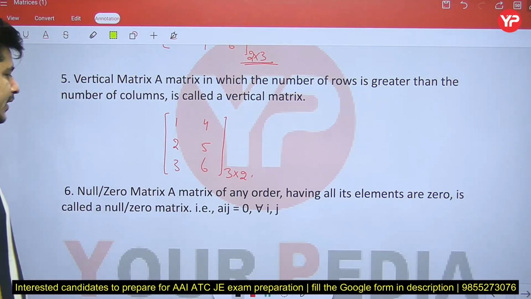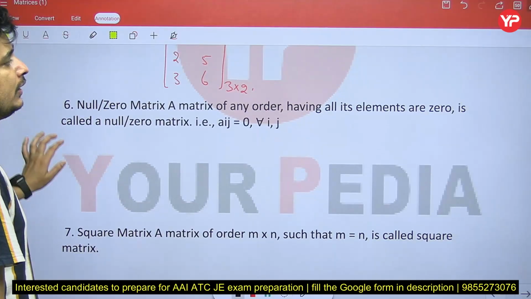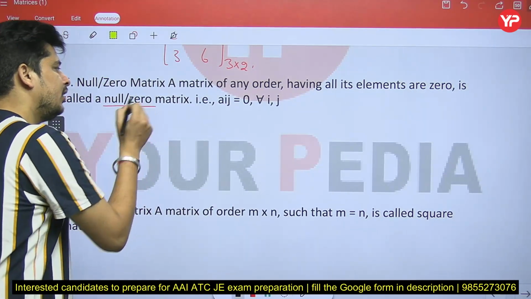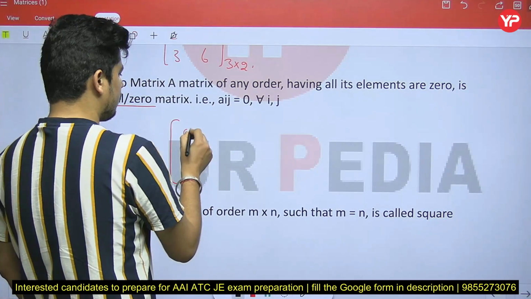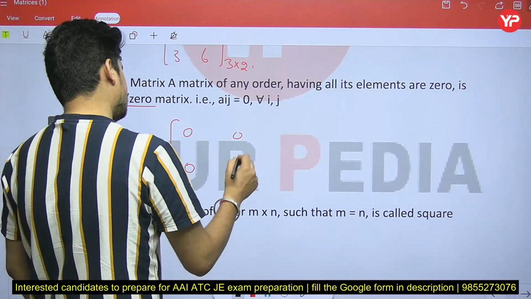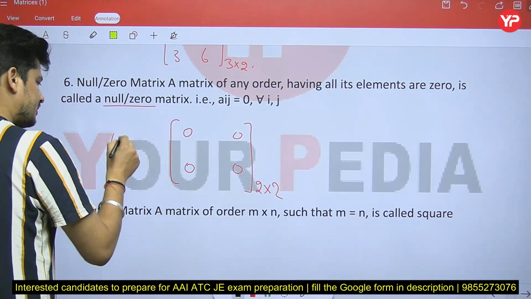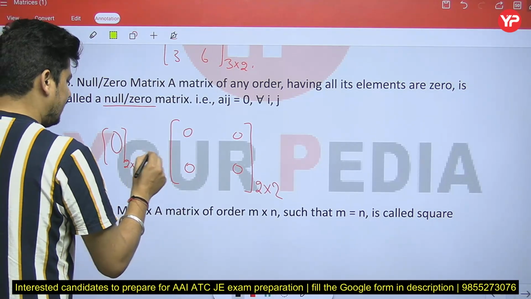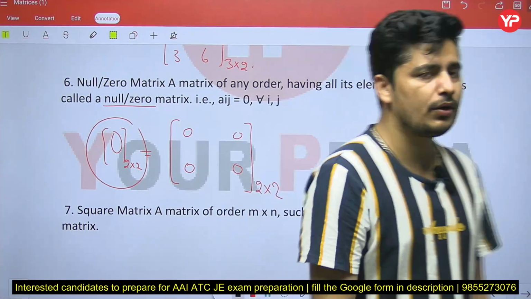Null or zero matrix. A matrix of any order having all its elements to be 0 is called a null or zero matrix. So if I represent, let us take, I have 2 cross 2, then we can represent all the elements 0. So basically we represent it by O and we write the order 2 cross 2. So that means this represents a null matrix of order 2 cross 2 or zero matrix of order 2 cross 2.